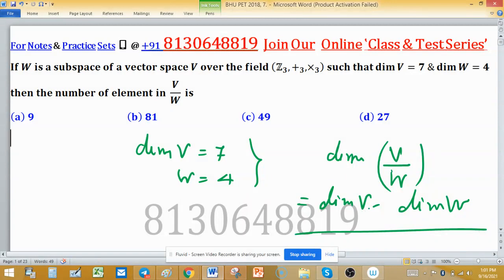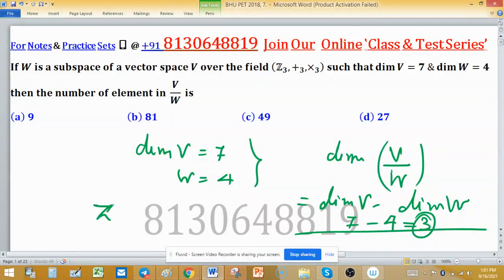So if V or W or any one of them is infinite dimensional, then we cannot find this relation, or we cannot apply this concept. So dimension of V is 7 and dimension of W is 4, so we obtain 3 as the dimension of this quotient space. Now what is the role of this dimension? To find the number of elements in the quotient space.